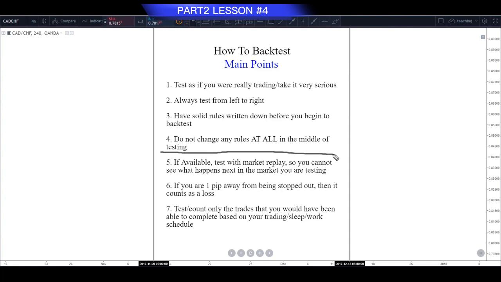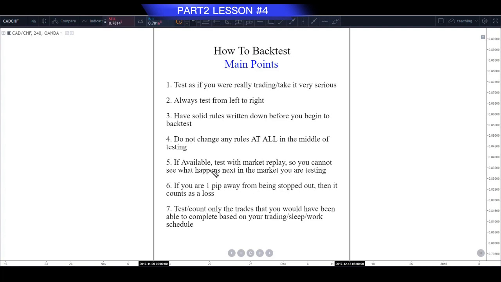Do not, though, change any rules at all during your backtest or curve fit your strategy while backtesting, because that will give you inaccurate results and an inaccurate estimation of how the strategy may perform. So, rule number 4, do not change any of the rules at any time once you have a solid set of rules for your system that you're going to be backtesting.